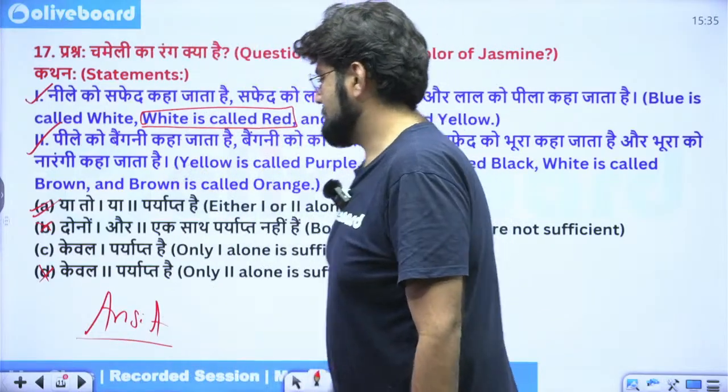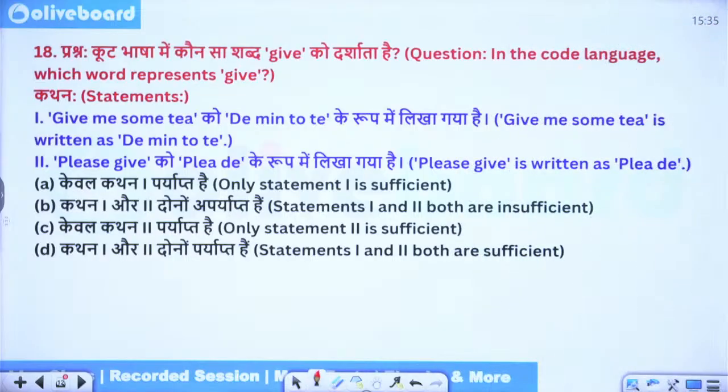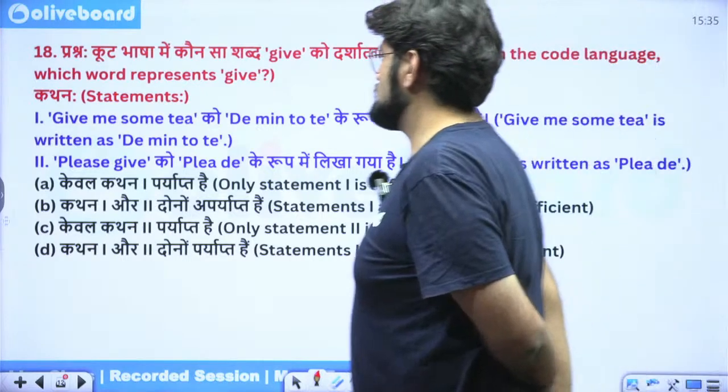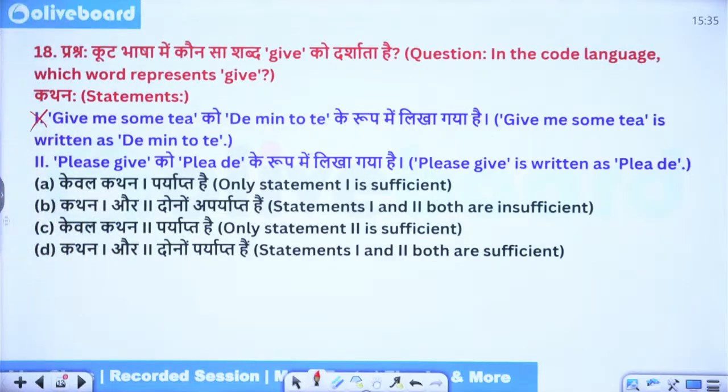Next. In the code language, which word represents give? 1 alone, 2 alone, both, and none. Okay. So which word represents give? Fine. So give me some tea is this. 1 alone is not sufficient, obviously, because there is no direct relation. This is a Chinese coding. So 1 alone is not sufficient.